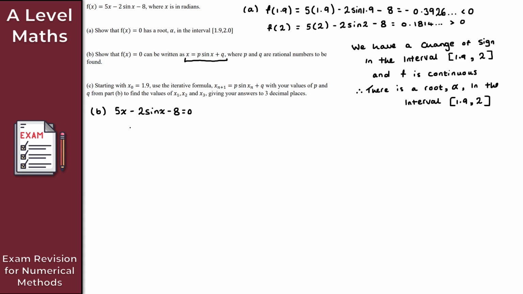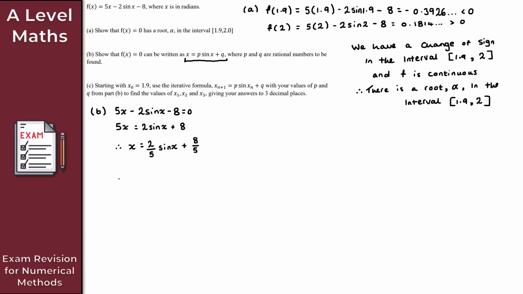So to begin with, let's add 2 sine x and 8 to both sides. So 5x is equal to 2 sine x plus 8, like so. And then finally here, we just want x, right? All we need to do here then is divide both sides by 5. I get 2/5 of sine x, that's just 0.4 sine x, plus 8 over 5.